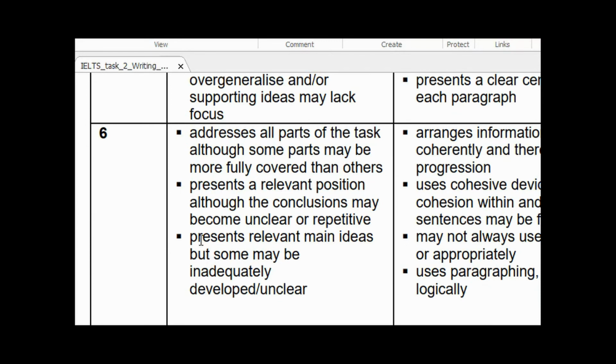So let's look at this here. Presents relevant main ideas, but some may be inadequately developed. I wouldn't say they're unclear. They're just inadequately developed.